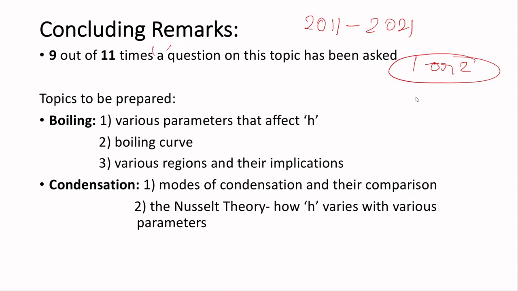So in a nutshell, what are the topics that you need to prepare or keep in mind? In boiling, you should know the various parameters that affect the heat transfer coefficient H. First, you should appreciate that it's a convective phenomenon, a convective mode of transfer, and the final expression will be Q is equal to H times A times delta T. Now, what are the factors that affect H? You should know why each affects it, and whether it is directly or inversely proportional. If you have any doubts about it, you can always go back to our lecture, I guess 17, where it was discussed in detail. I have also marked that chapter in the video.